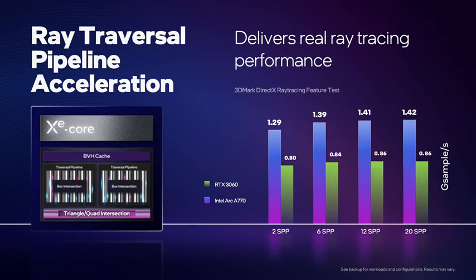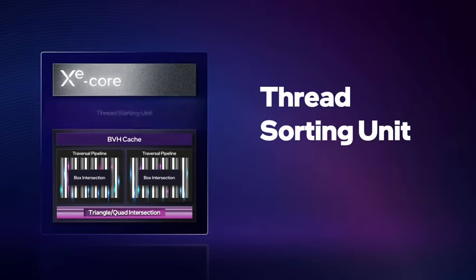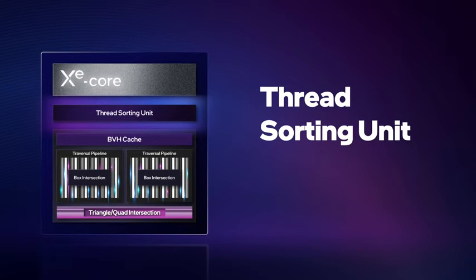Now, the second question is, is that all you need? It turns out there's one more chunk of secret sauce. There's more that you need, and this is going to be a little more complicated. It's called the thread sorting unit. Any guesses? Probably sorts threads. Sorts threads, exactly. But what threads? This is where things are a little bit funky.